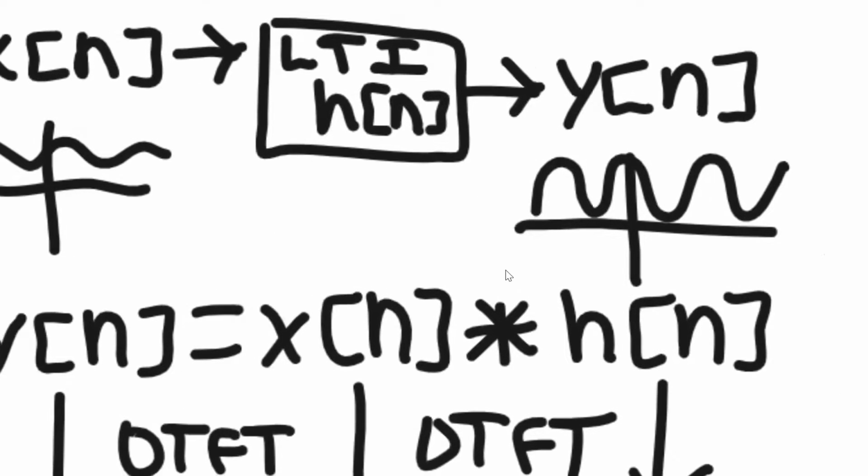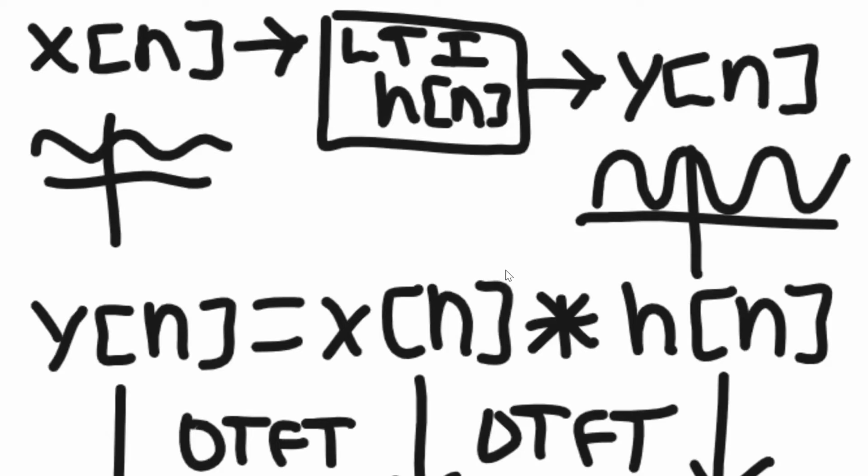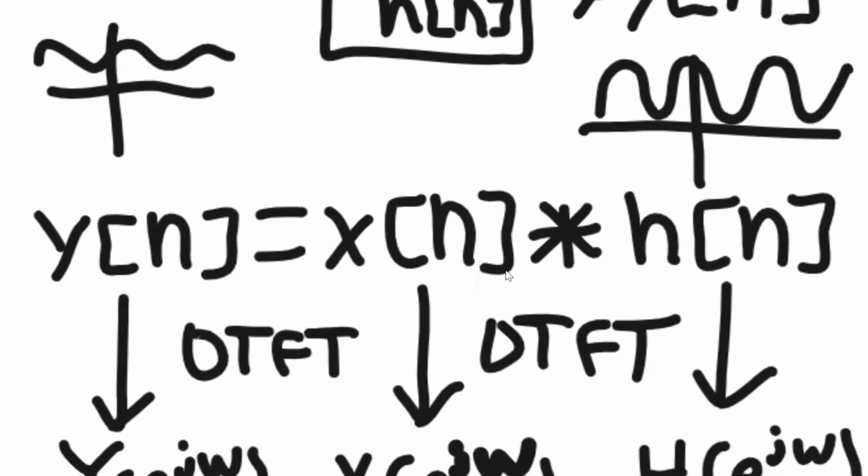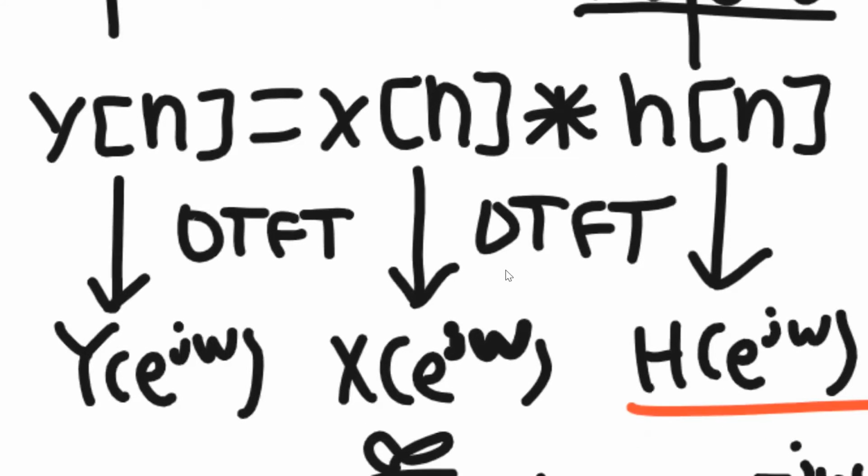As you may know, LTI systems can be described generally in this form you see here, where x of n is our input signal, which is convolved with our unit impulse response h of n to obtain our output signal y of n. Now, how does frequency response play into this?